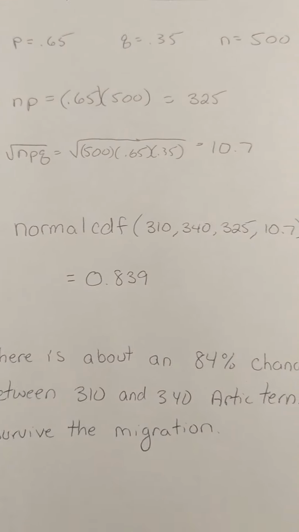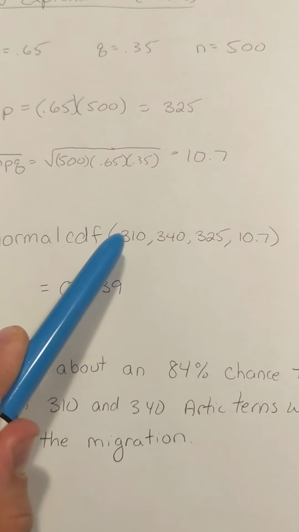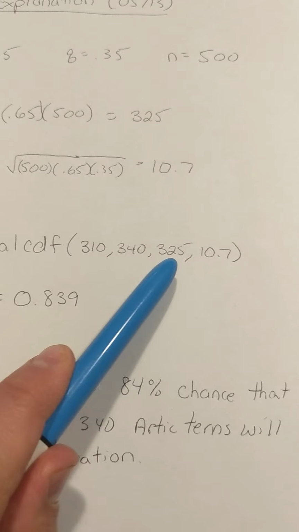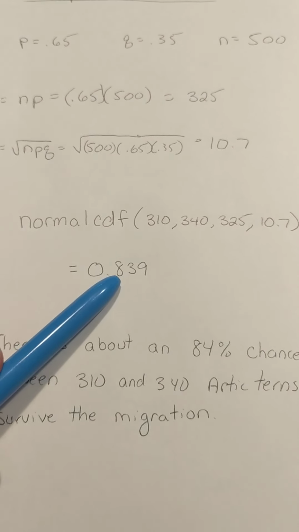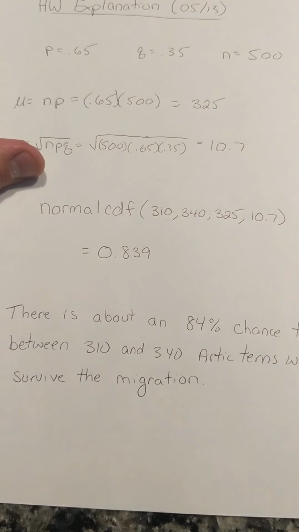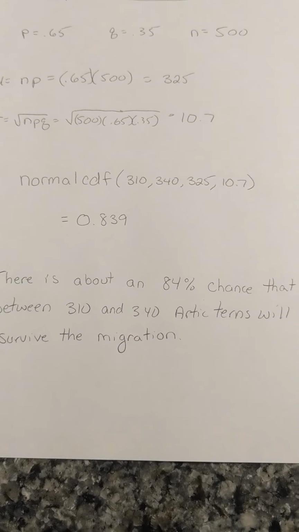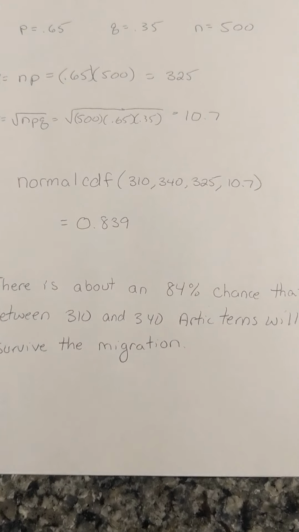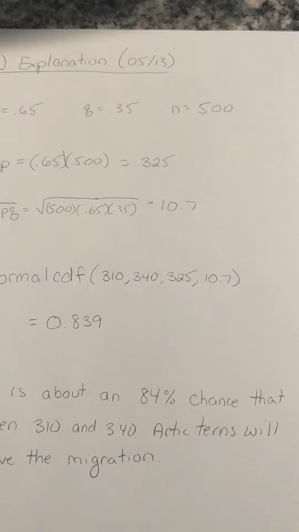And so I plugged into the normal CDF, so my lower bound was 310, my upper bound was 340, because that's what the problem was asking us to find, the mean and the standard deviation. So I got 0.839. So the conclusion that I can make is that there's about an 84% chance that between 310 and 340 Arctic terns will survive the migration. So that was that problem. Nice job for those that got it.